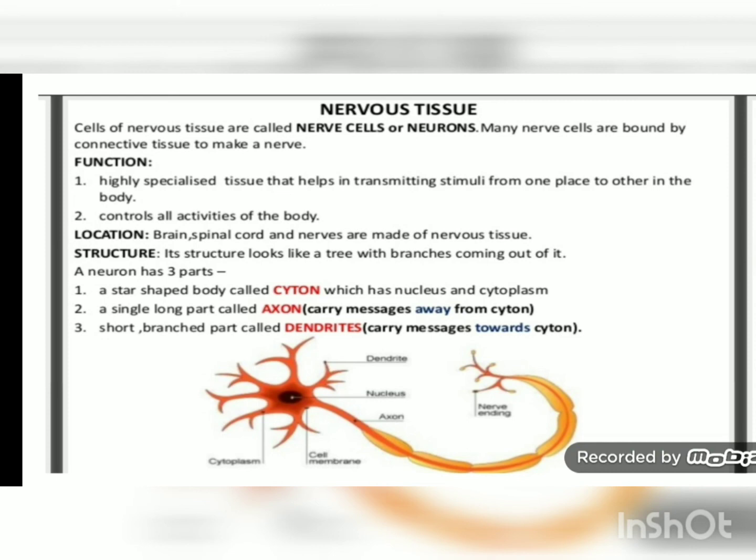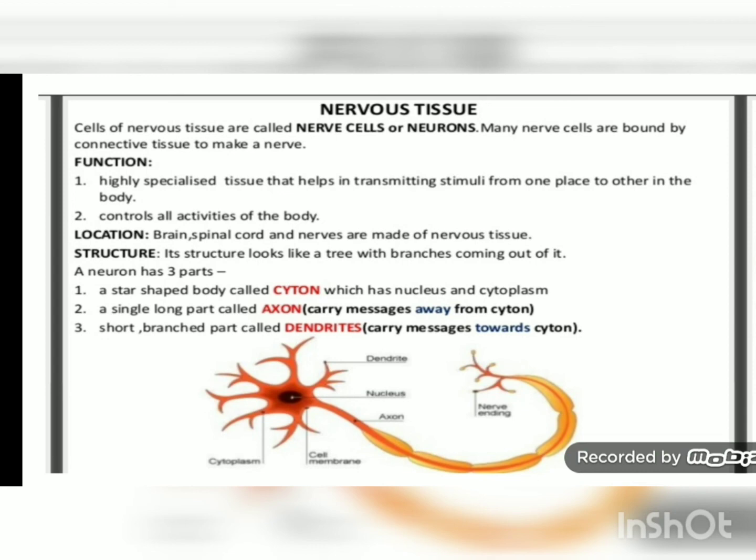Now location of this tissue: the brain, spinal cord and nerves are made up of nervous tissue. Structure. Its structure looks like a tree with branches coming out of it. A neuron has three parts: a star-shaped body called cyton, which has a nucleus and dense cytoplasm; a single long part called axon, which carries messages away from cyton; and short branched parts called dendrites, which carry messages towards cyton.